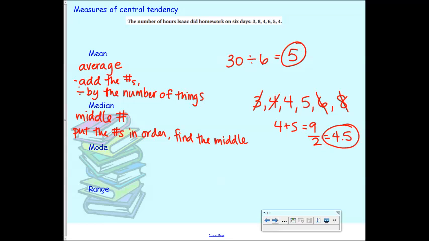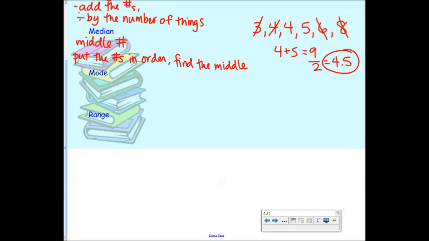Alright, what's the mode? Same number. The same number that shows up the most. Yep, the number that shows up the most.